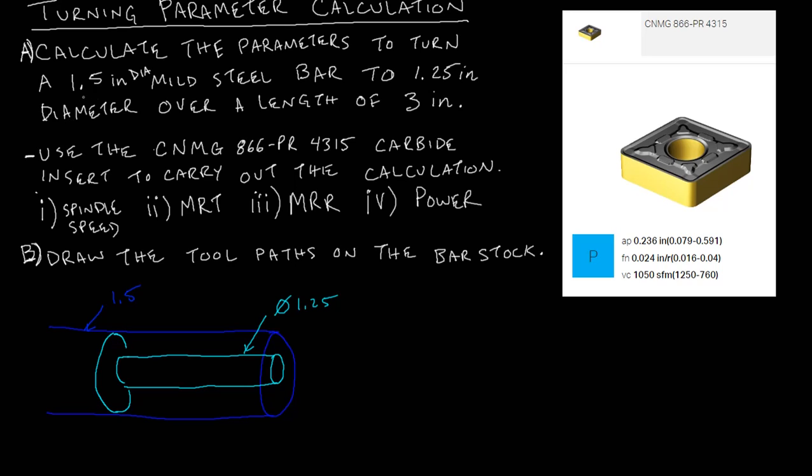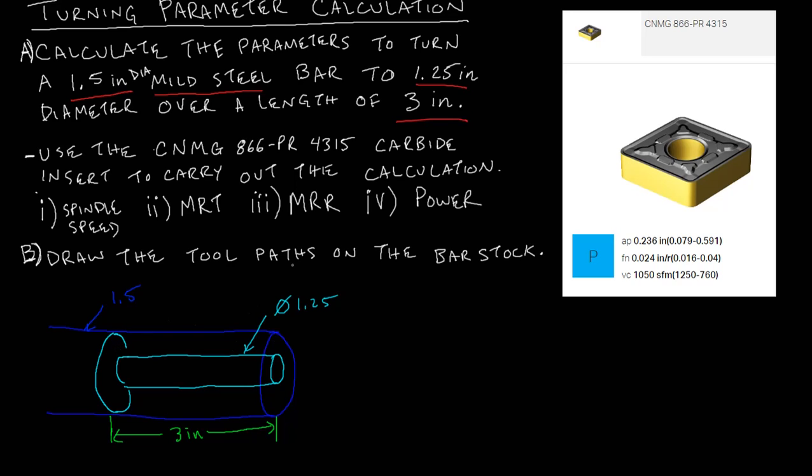We were starting out with a 1.5 inch diameter. We're using mild steel. Then we're going to turn it down to a 1.25 inch diameter mild steel and over 3 inches. Okay, so this distance here is 3 inches.